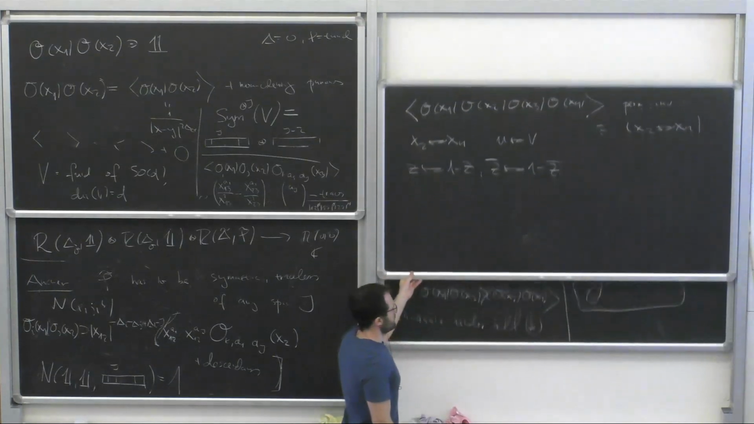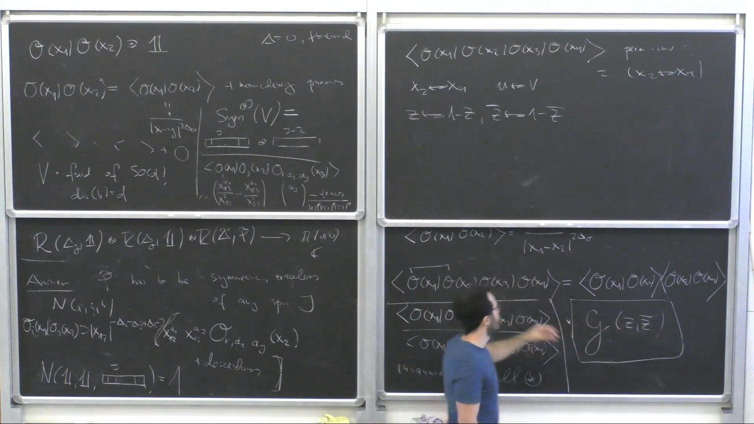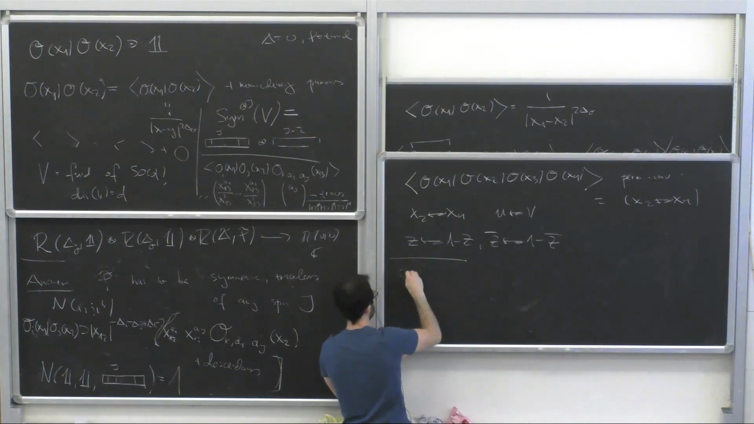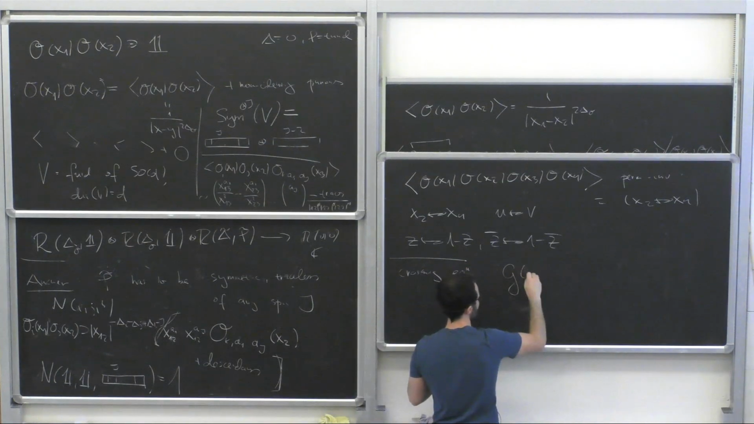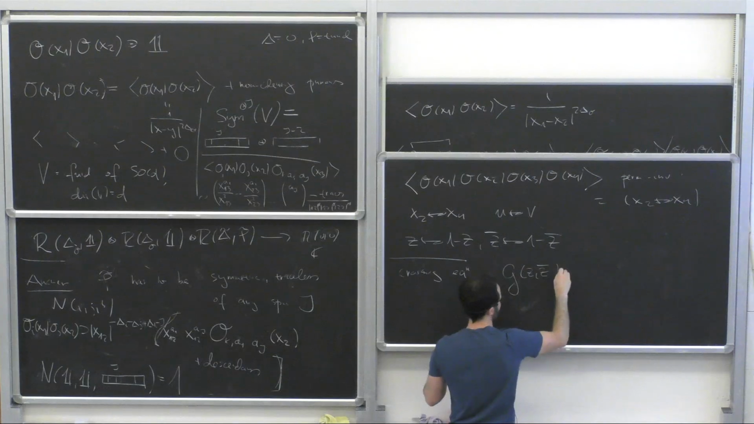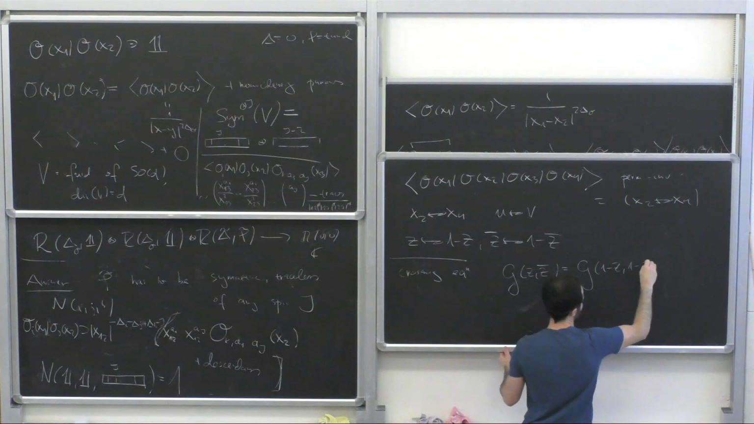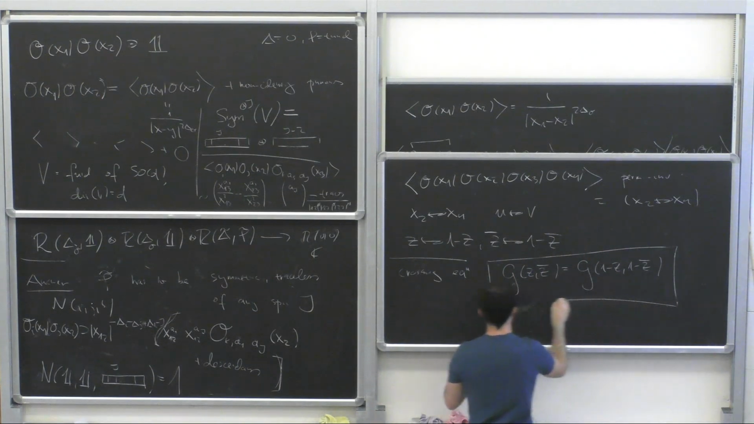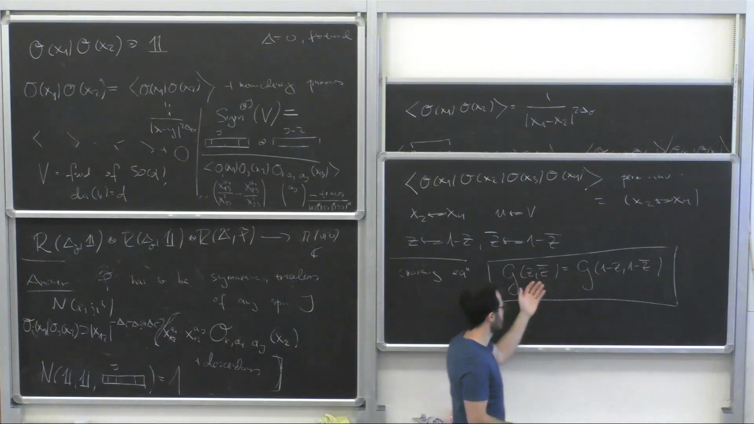So since this doesn't change and 1 minus z goes to 1 minus z, the bootstrap equation or crossing equation in this case is just the statement that g(z, z bar) is equal to g(1 minus z, 1 minus z bar). Okay, so that's the equation. So it's just some function which is symmetric under this transformation.